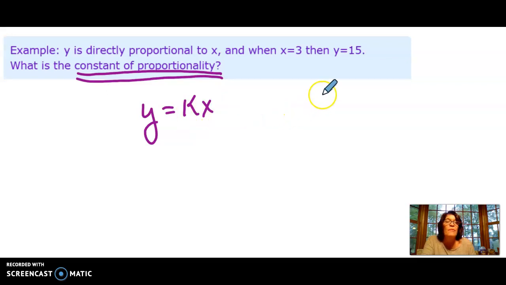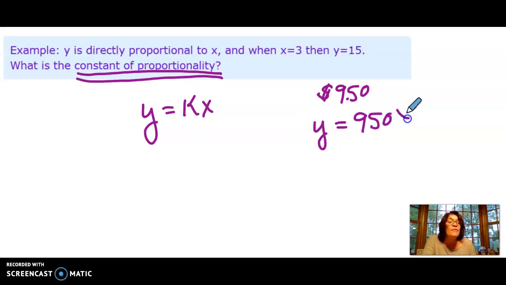As for example, if I get paid $9.50 an hour, then if x is the number of hours I work and y is how much I get paid, y is 9.50x. As my hours increase, my pay increases by a constant rate of 9.5 per hour, right? So that's what we're looking for, that number k, that they call a constant of proportionality, or a constant of variation, depending on what word they're using.